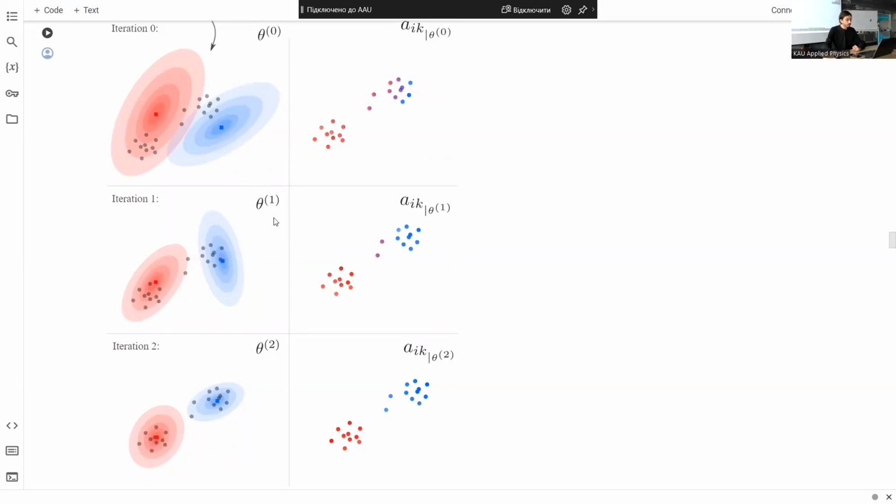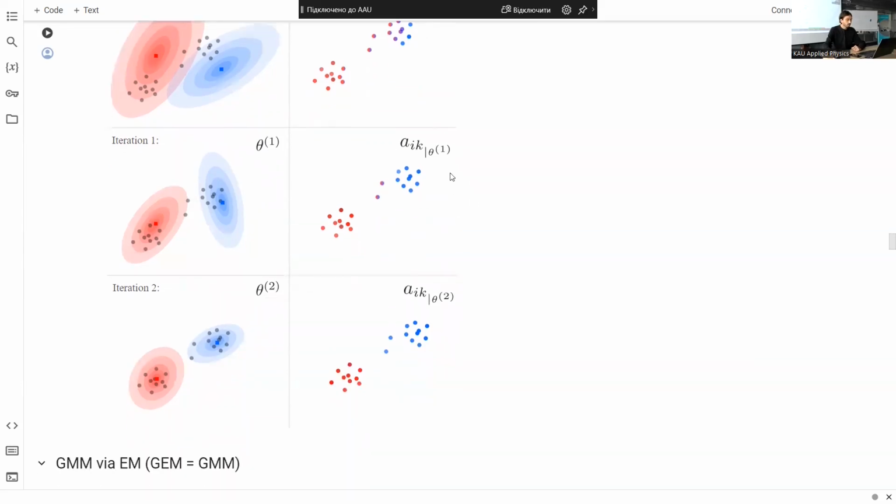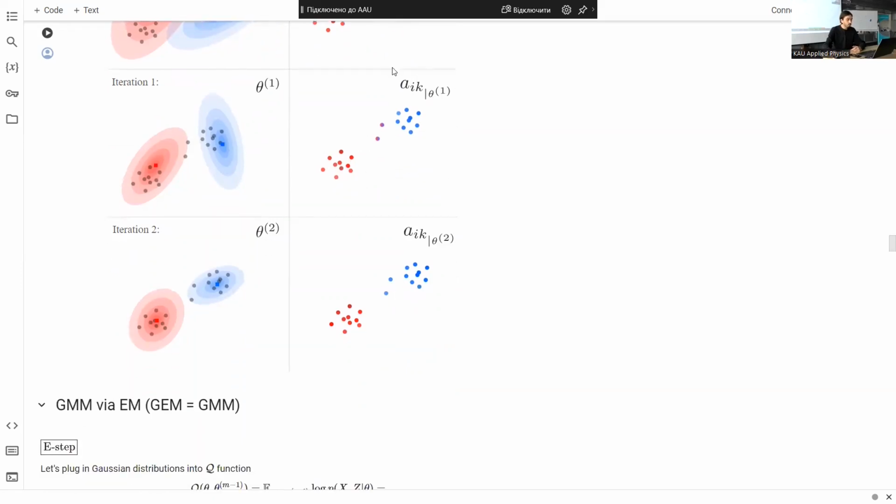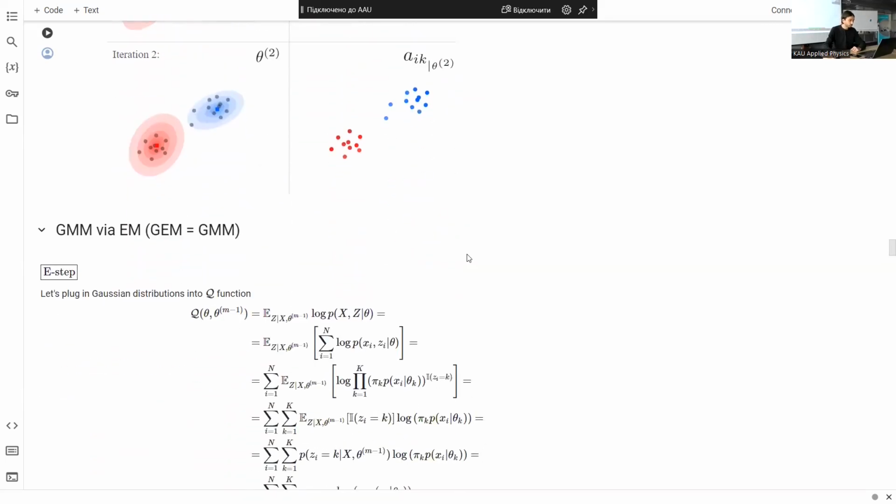Having these new parameters, I can once again estimate my a_ik. Here I'm re-estimating them, and you see that these points now belong to the blue cluster much more than to the red cluster. Great, I have new a_ik. I estimate my new parameters theta. Here I have them. And once again, I estimate my a_ik. At some point, everything converges, and I get my result.